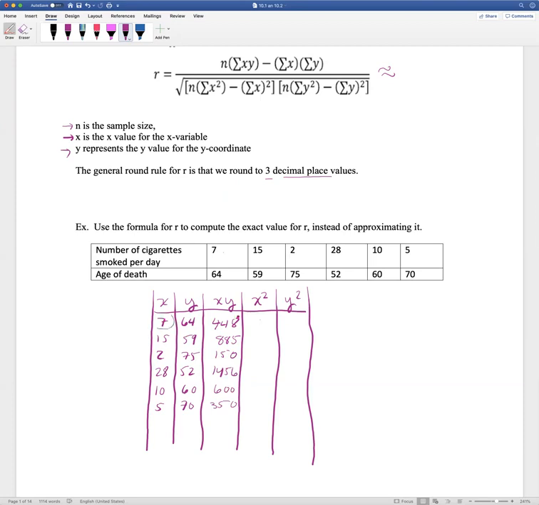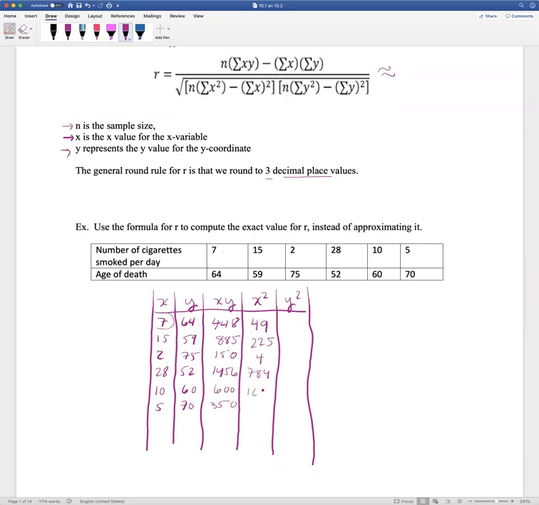The next column is X squared. You take this value and square it. 7 squared is 49. 15 squared is 225. 2 squared, 2 times 2, is 4. Take this value and square it. 28 squared is 784.